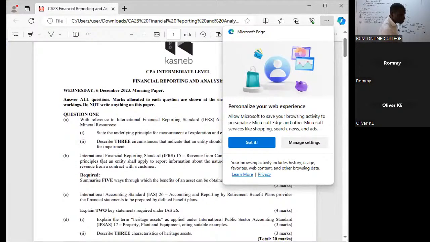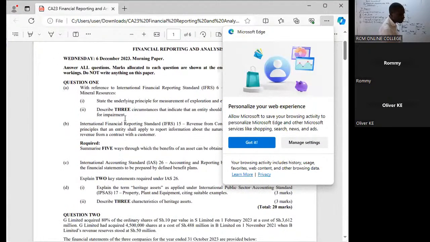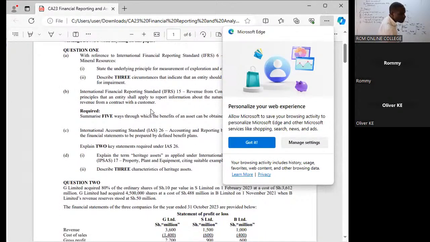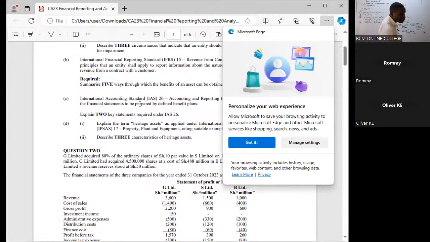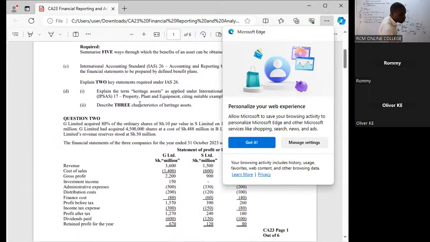Can you look at question number 1? Look at question number 1. How it was interesting. You see, with reference to International Financial Reporting Standard 6, you talk about something to do with mineral and resources. State the underlying principle for measurement of exploration and evaluation, and so on. International Financial Reporting Standard 15, revenue. All these are under topic number 1. So the theory was under topic number 1.